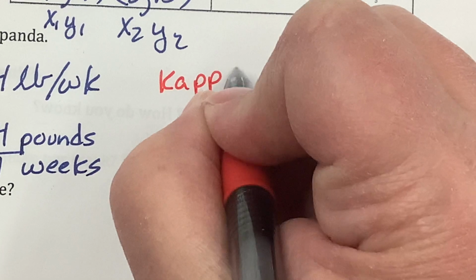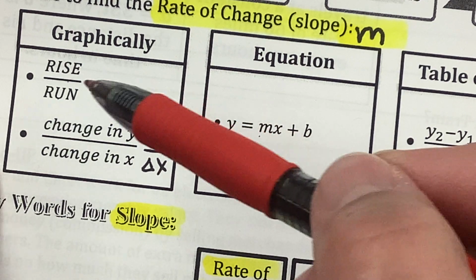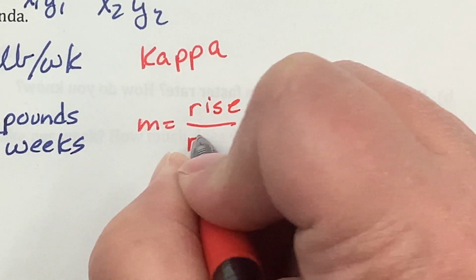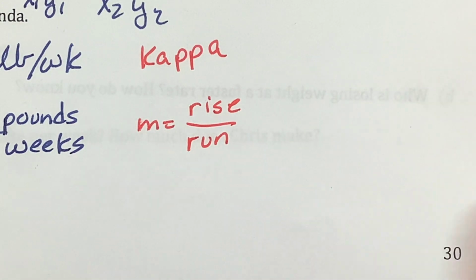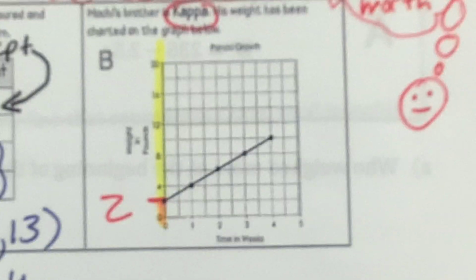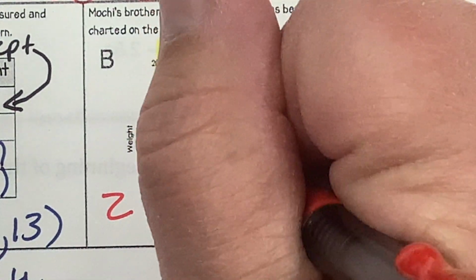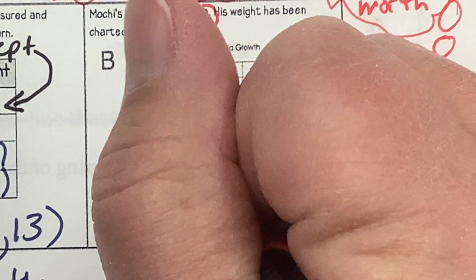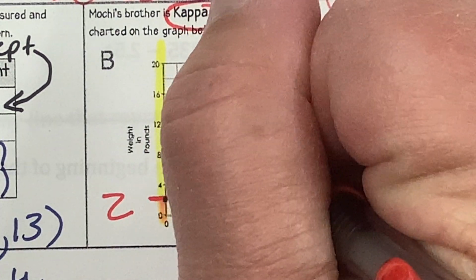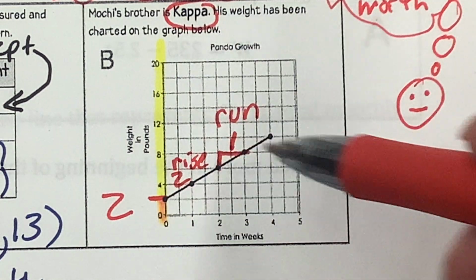Kappa is a graph. So I'm going to come up here, and what does a graph say? Graph says rise over run. So that's what we write for Kappa. M equals rise over run. And it doesn't matter which 2 points you pick, just pick 2 points. So I'm just going to look at, make this as big as I can, rise and run. Here's rise. And what's my rise? It went up 1 box, but that's really 2 pounds. And run, which is 2 boxes, but really just 1 week. So rise is 2 over 1.